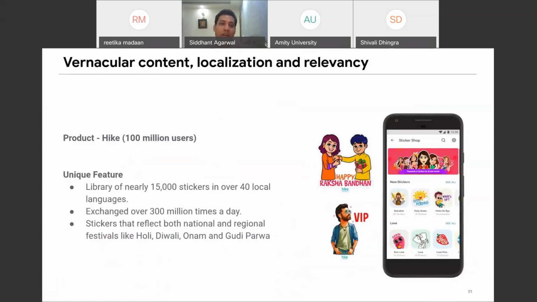And that's why when we say vernacular content, localization and relevancy are key parameters. So Hike, again through the design thinking approach, has been able to reach 100 million users because they understood the Indian context. People love local languages. They love exchanging stickers when it comes to regional or national events like Holi, Diwali. So they created these 15,000 plus stickers in over 40 languages to make them more connected.